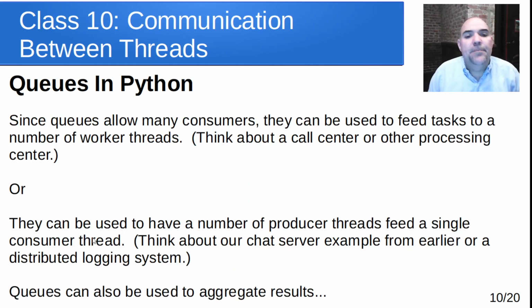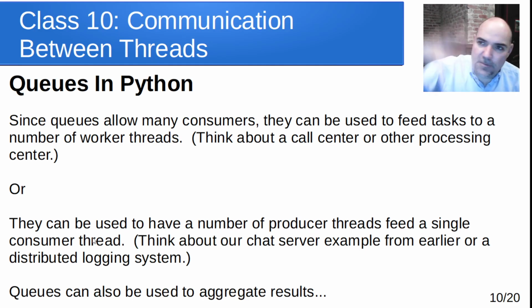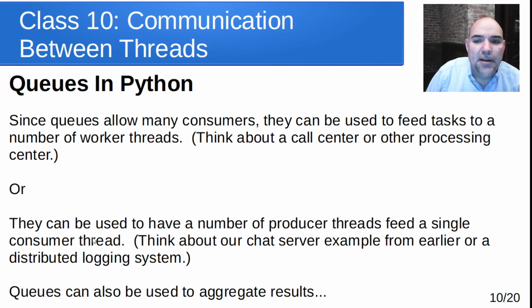All right, now, since queues potentially allow many consumers, they can be used to feed tasks to some number of worker threads. There's a thread pool thing we're going to look at later on. But imagine you have a bunch of worker threads and you want to farm out tasks to them. Imagine it's like handling a multiplayer game. So let's say you have 10 worker threads, and you're going to handle player 1, you're going to handle player 2, you're going to handle player 3.